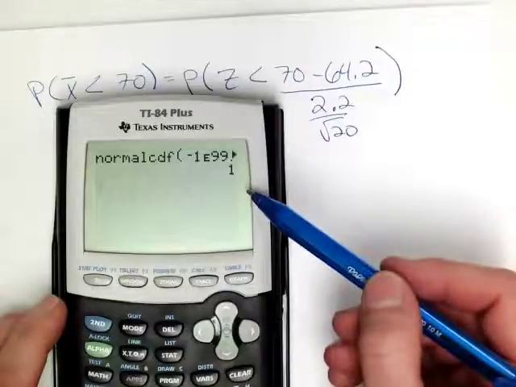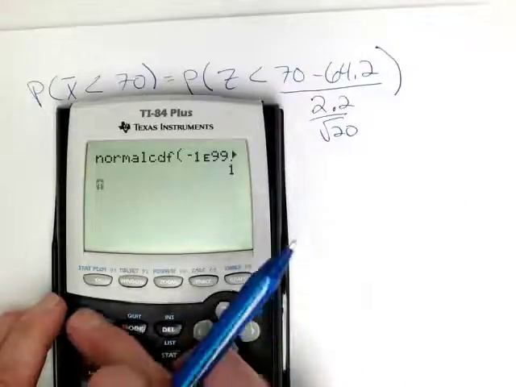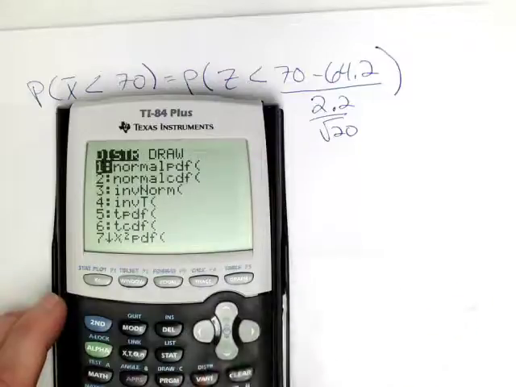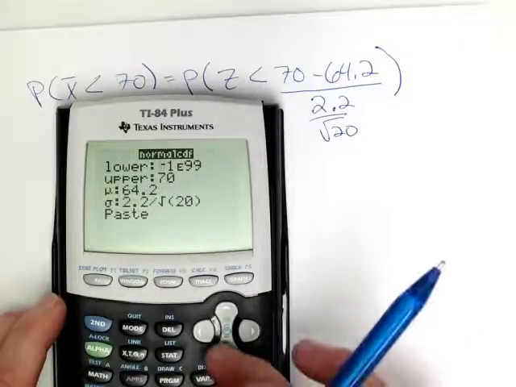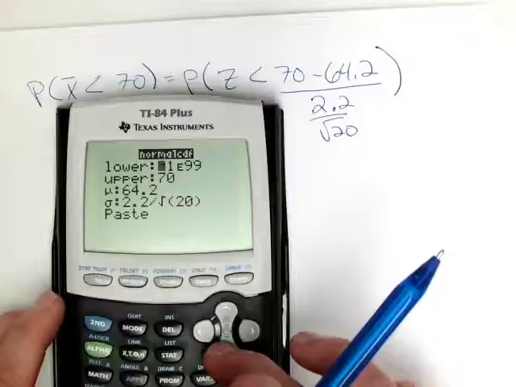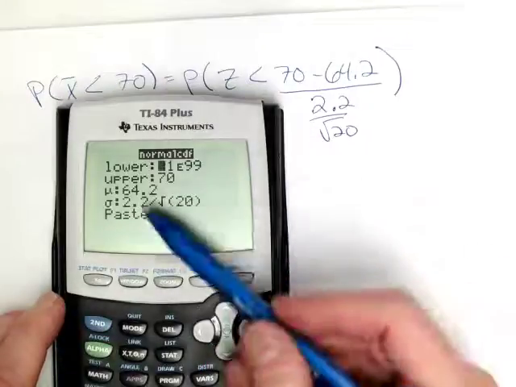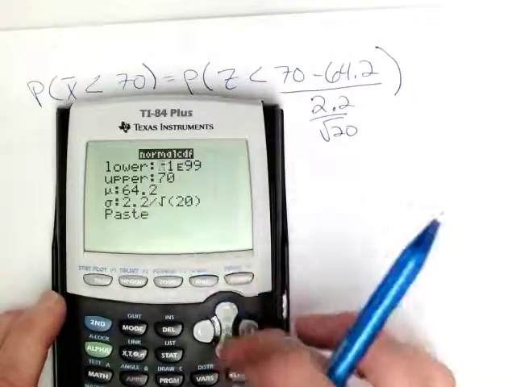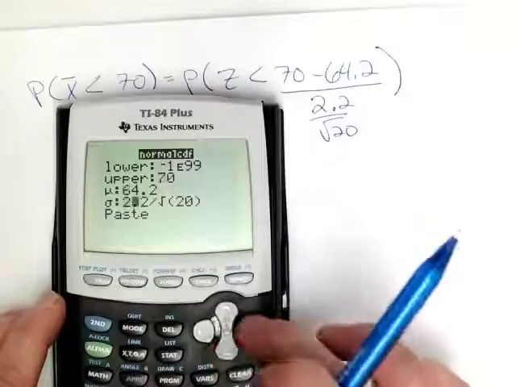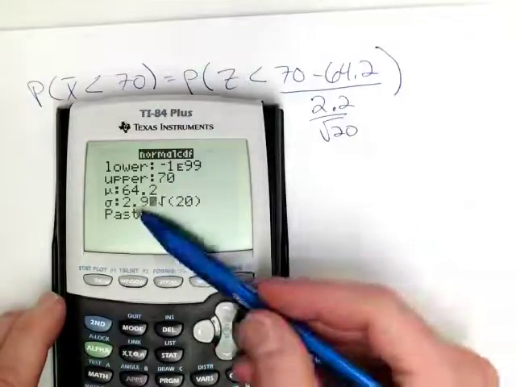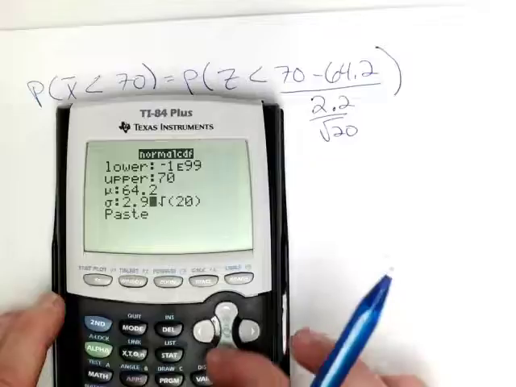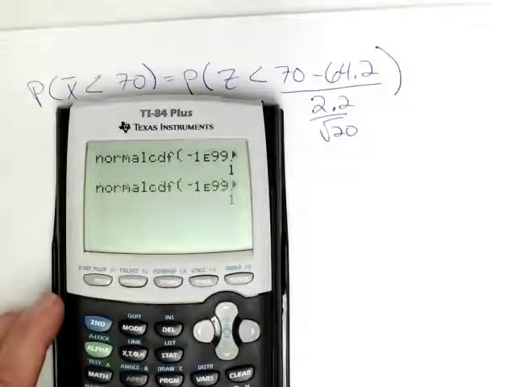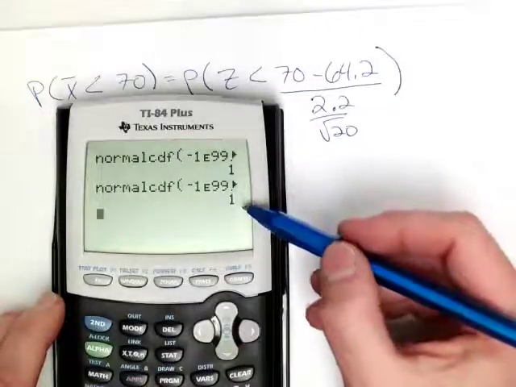So what it's doing, that doesn't quite look right. It should give some scientific notation. Let me try that one more time. 64.2. Oops, this is 2.9. Went a little too fast. 2.9 divided by the square root of 20. Let's try that again. Okay, we're going to go with it.